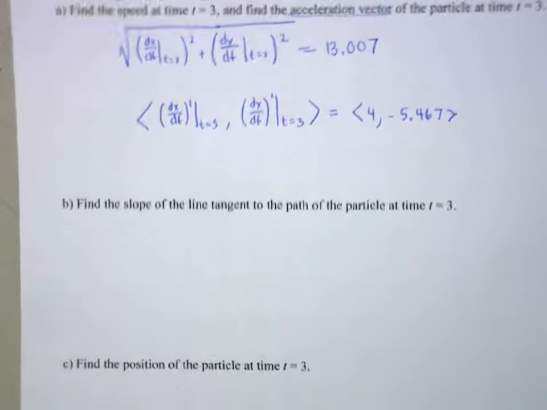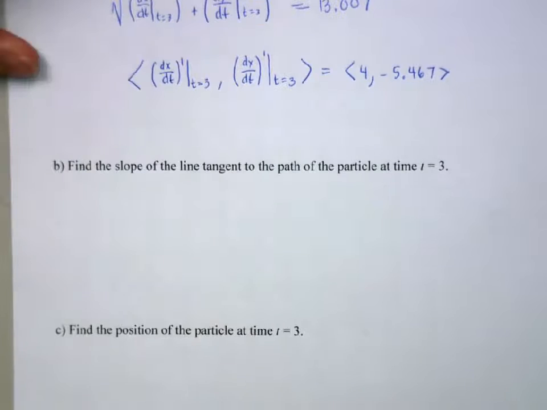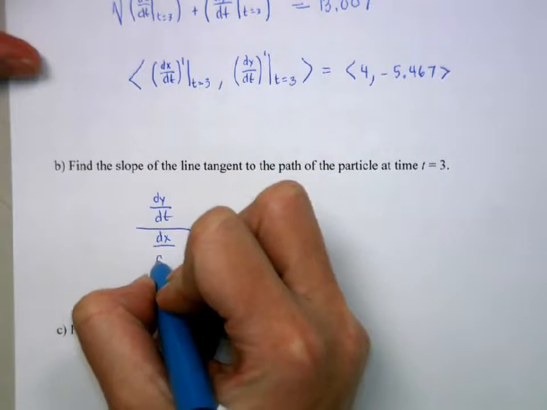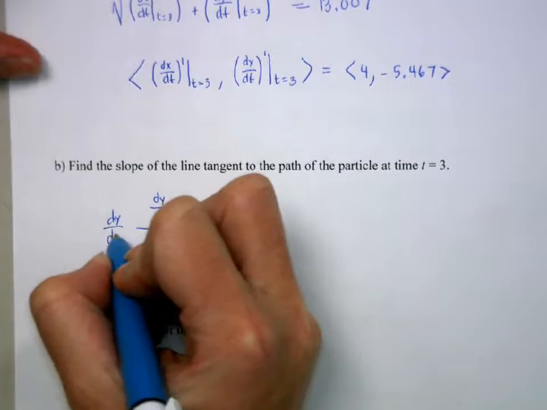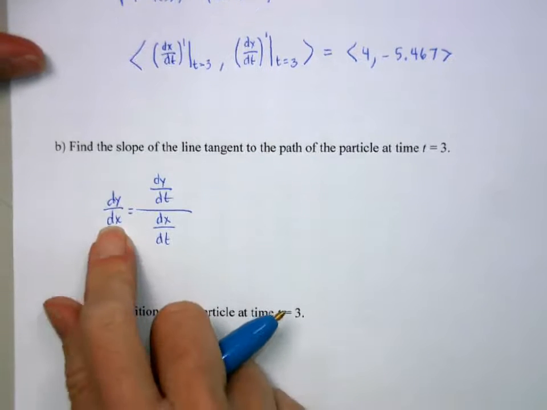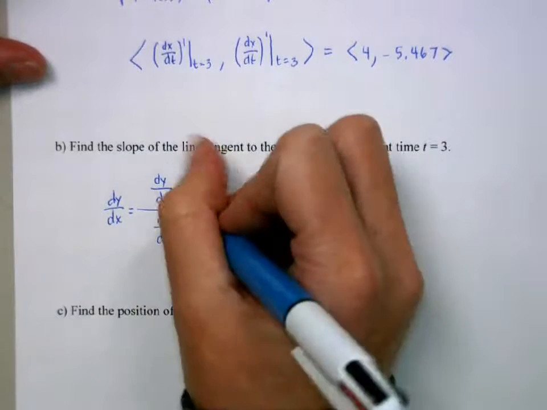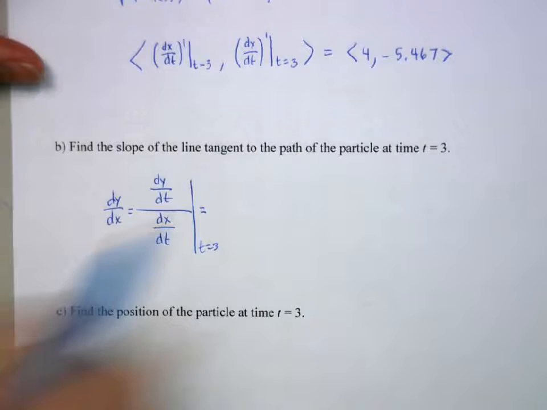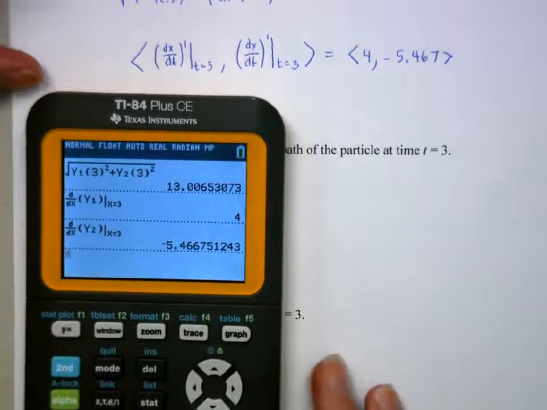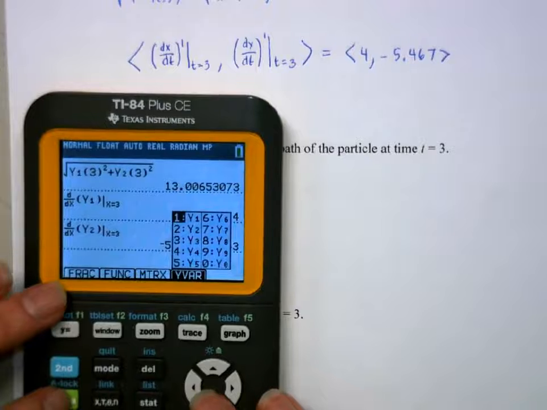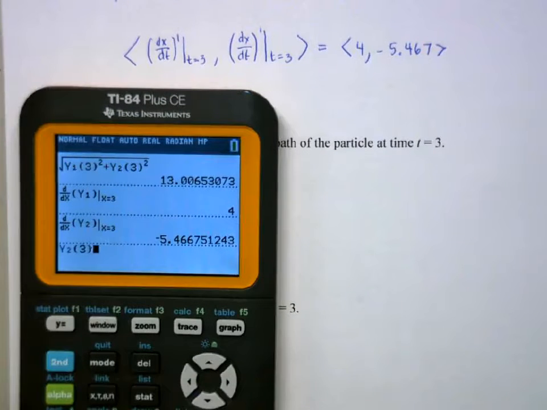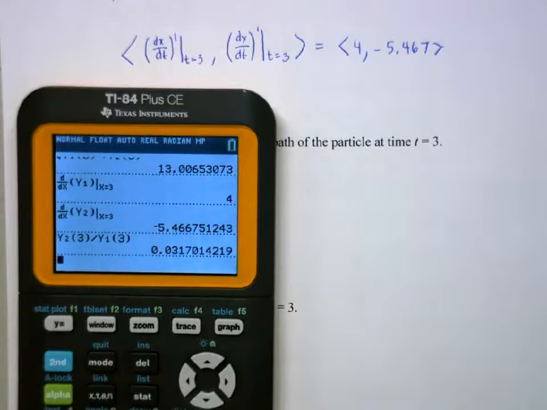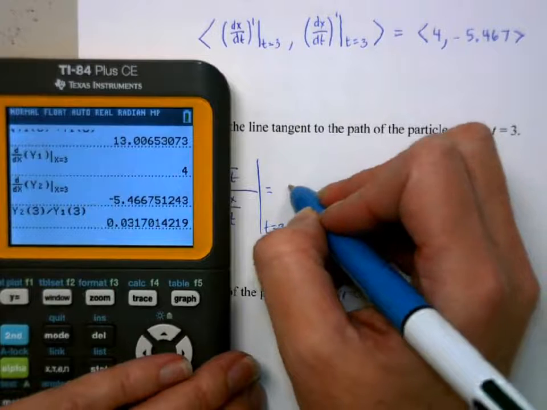Next, find the slope of the path of the particle at t equals 3. So dy dt over dx dt. So let me back that up. dy dx, just like in the polar problem, slope is always dy dx. For this problem, that's going to be dy dt over dx dt. And we're going to evaluate this at t equals 3. Calculator: y2 evaluated at 3 divided by y1 evaluated at 3. So my slope is 0.032.